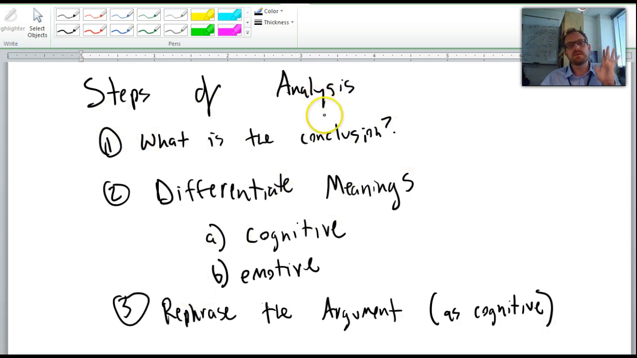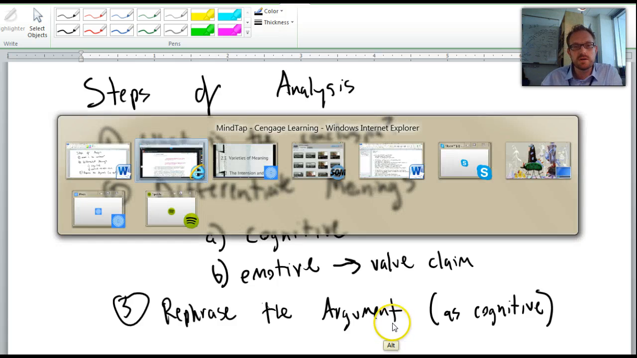But for the steps of analysis, we have: first, what's the conclusion; then differentiate the meanings, what's the cognitive meaning, what's the emotive meaning. Now, when you evaluate the emotive meaning, you also want to evaluate exactly what the value claim is that's being assumed in the emotive language. And by understanding what the value claim is, that's what's going to enable you to rephrase the argument in a cognitive fashion.